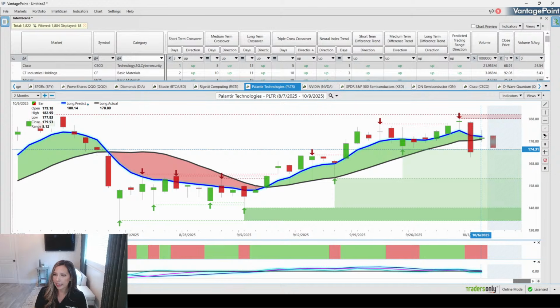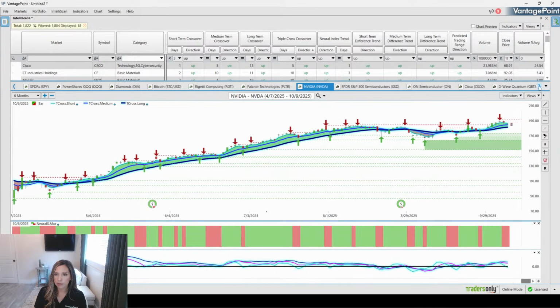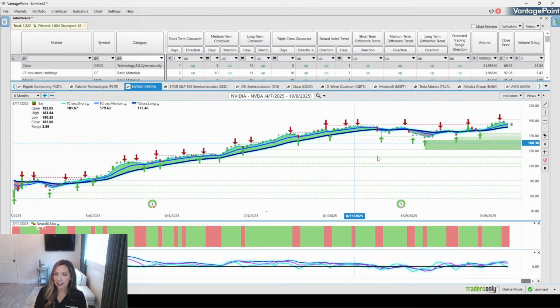So coming on in, let's take a look. I don't think we've taken a look at NVIDIA yet. You look at as many charts as I do during the day, and sometimes you forget which ones you've reviewed already. So let's take a look at NVIDIA here.